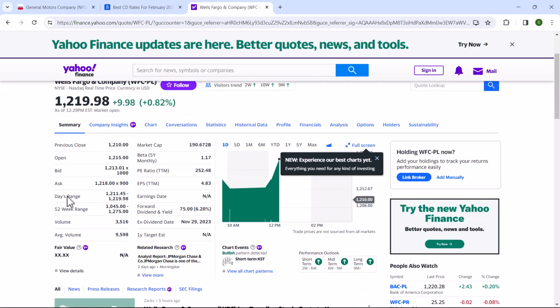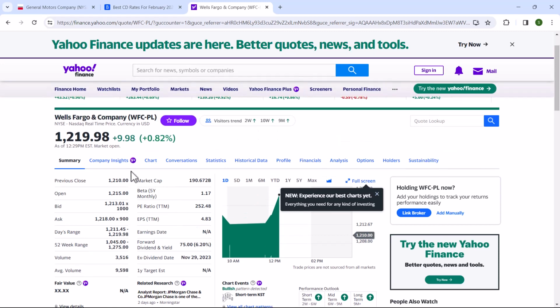So this stock pays, you can see here, forward dividend and yield. The forward dividend, the dividend expected in the next 12 months, and honestly, for this stock, it's every 12 months, is $75. So if you bought this stock today for $1,219.98, you would expect to receive $75 in dividends over the next year. You get it in a quarterly amount, but it would pay out $75 over the year. And the next year you would expect the same dividend, and the next year you'd expect the same dividend, and so on.